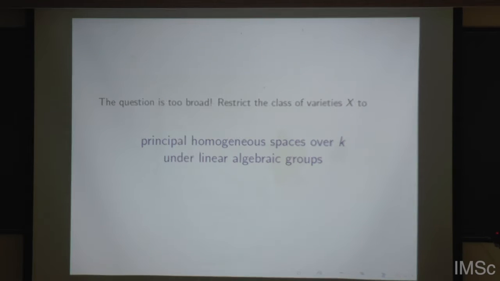Clearly this question is too broad. If you ask it for a general variety, it's too hard to expect a positive answer. So you restrict your class of varieties to what are called principal homogeneous spaces over the field under linear algebraic groups. Here's a bunch more terms, so let me try to define what these are.